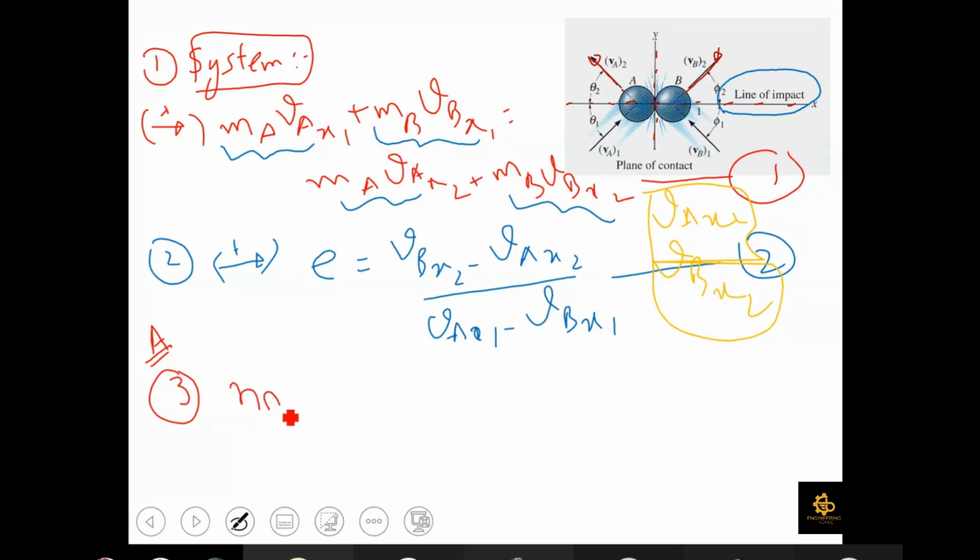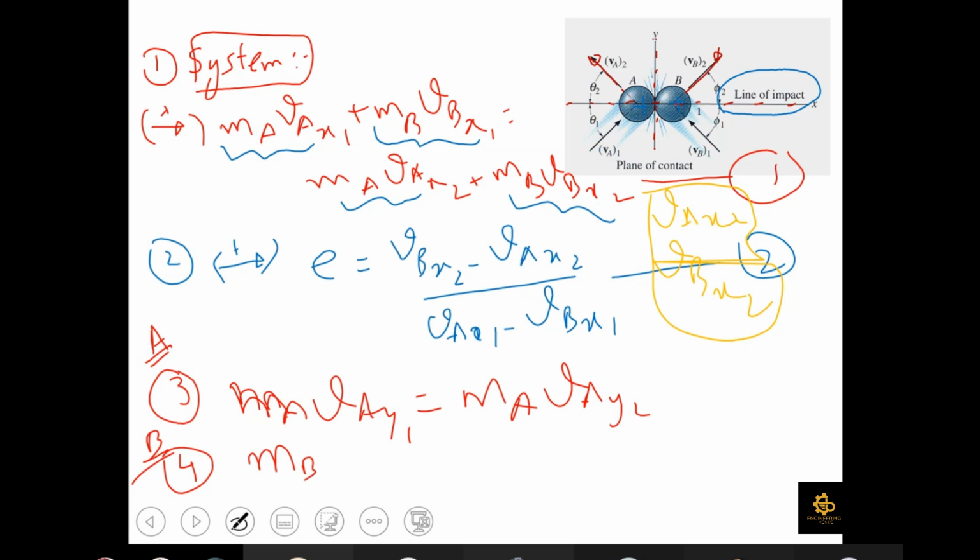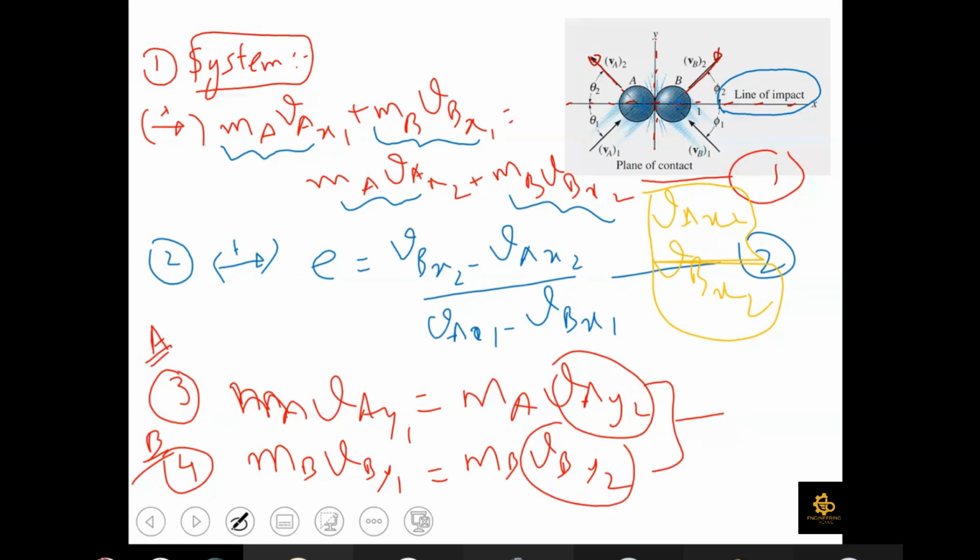That is MA VAY1 should be equal to MA VAY2. Similarly, in step number 4, you are going to apply the same logic to particle B. Since there is no impulse acting on particle B along the plane of contact, so there shouldn't be any change in particle B's momentum along the plane of contact. Therefore, you can write MB VBY1 should be equal to MB VBY2. So from these two equations, you can find out the values of VAY2 as well as VBY2. So all the four unknowns are now known to you.